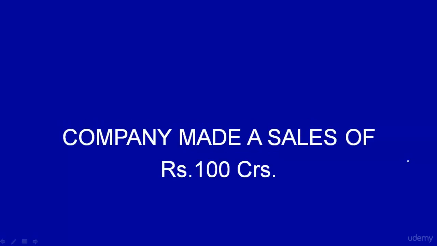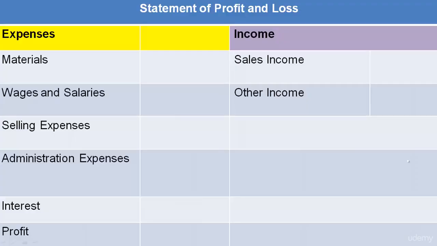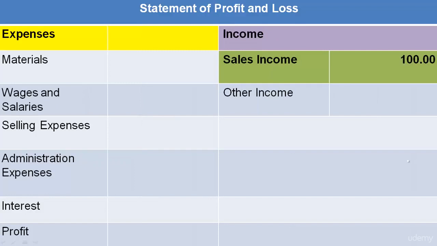Just have a look. Company made a sales of rupees 100 crore. Making sales, is it an income or expense? Sales is an income, so this should appear on the income side of the profit and loss statement. So here we have expenses on the left, income on the right. Sales income should appear on the right side. So sales income, it's 100.